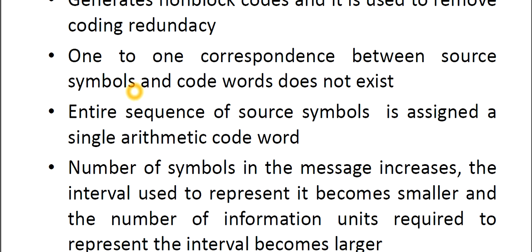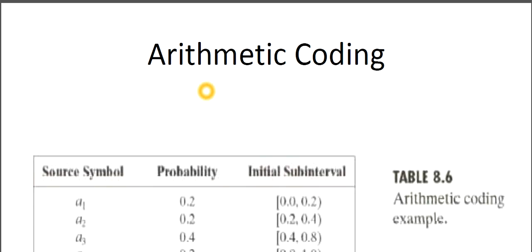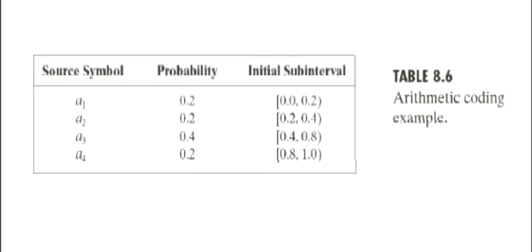A one-to-one correspondence between source symbols and code words does not exist here. The entire sequence of source symbols is assigned a single arithmetic code word. As the number of symbols in the message increases, the interval used to represent it becomes smaller, and the number of units required to represent the interval becomes larger. So that is our arithmetic coding.